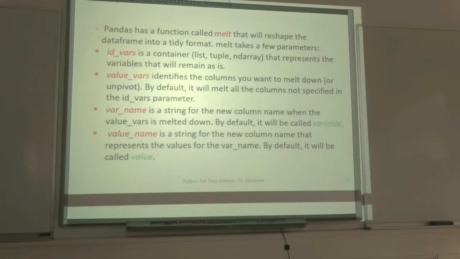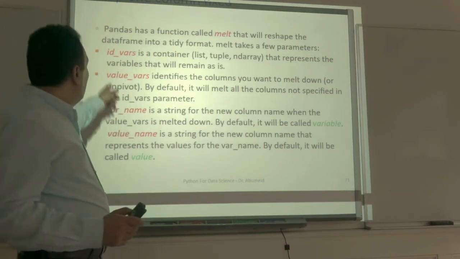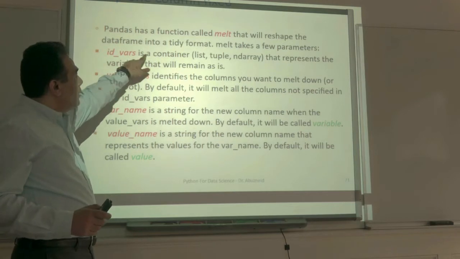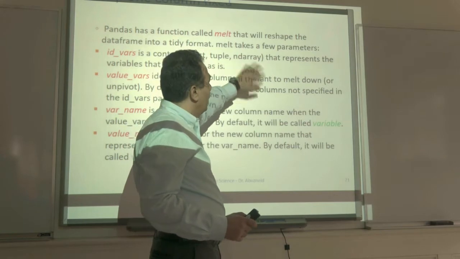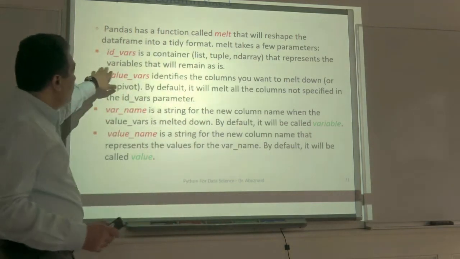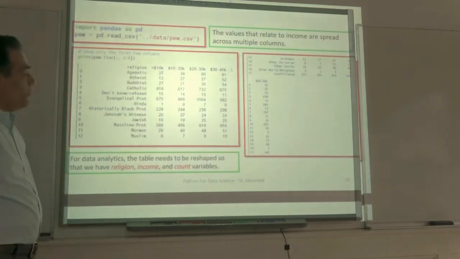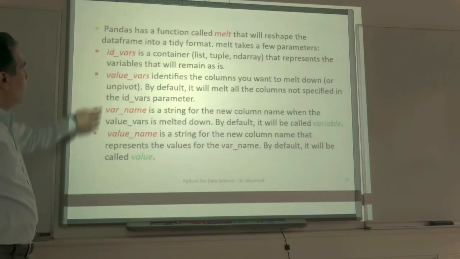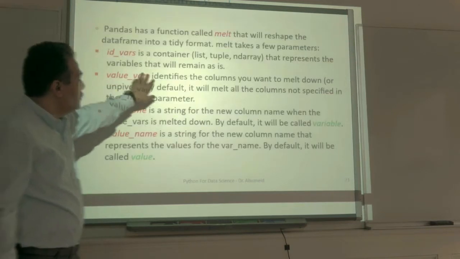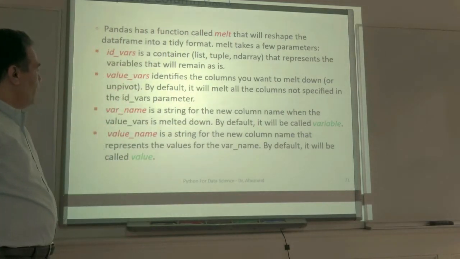Okay, melt will reshape the data frame into a tidy format. Melt takes a few parameters. id_vars is a container, whether it's a list, a tuple, or an array from NumPy, that represents the variables that will remain as is. So in our example, which one is going to remain as is? Religion.